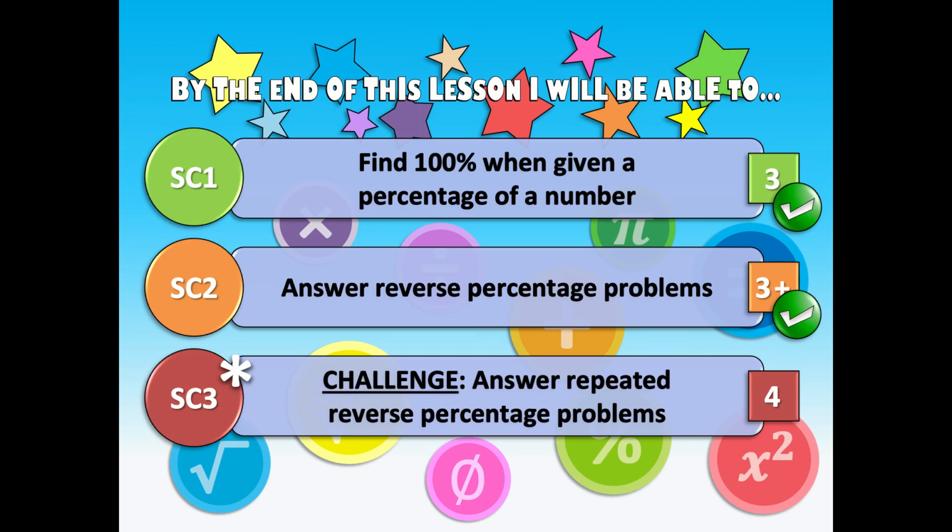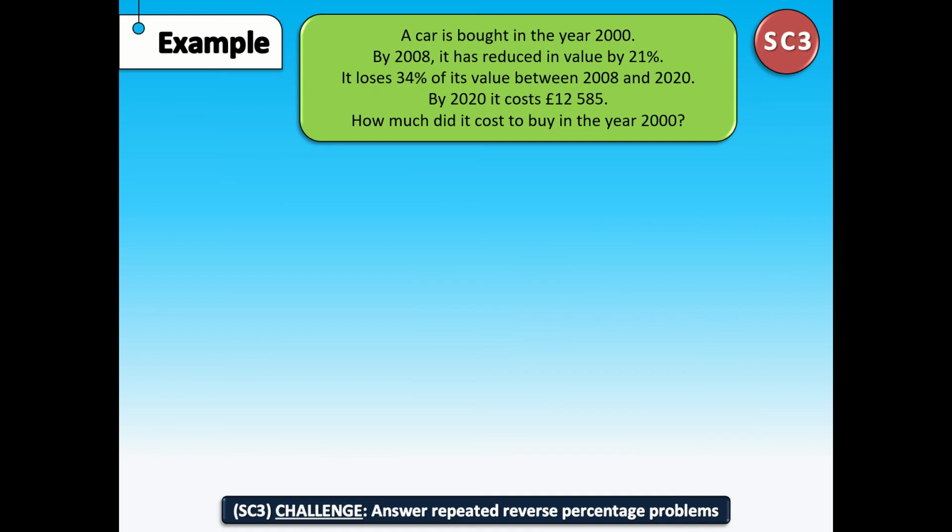So now we're going to move on to number 3, and this is to answer repeated reverse percentage problems. So this example says, a car is bought in the year 2000. By 2008 it is reduced in value by 21%. It loses 34% of its value between 2008 and 2020. By 2020 it costs £12,585. So how much did it cost to buy in the year 2000?